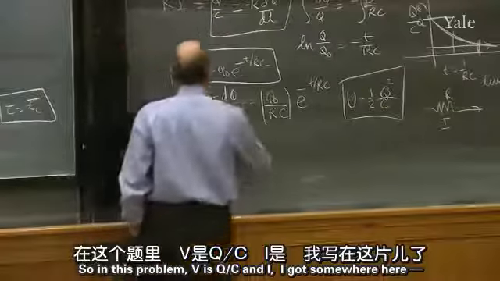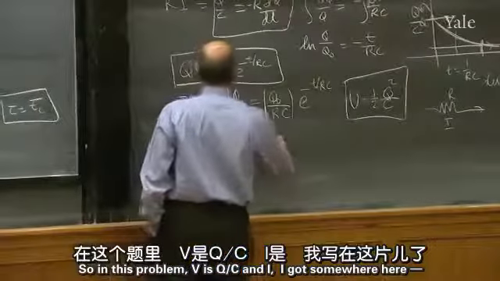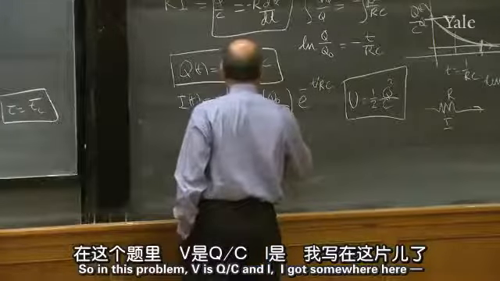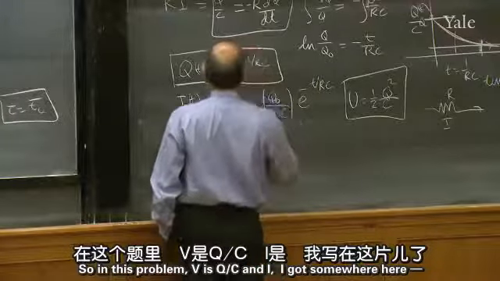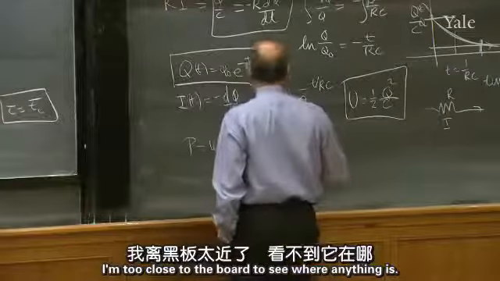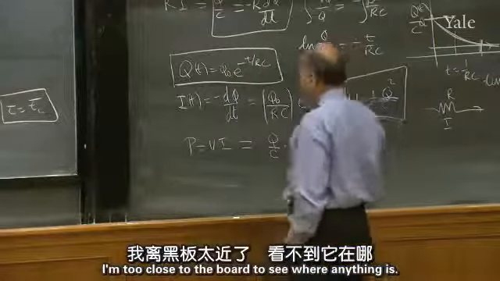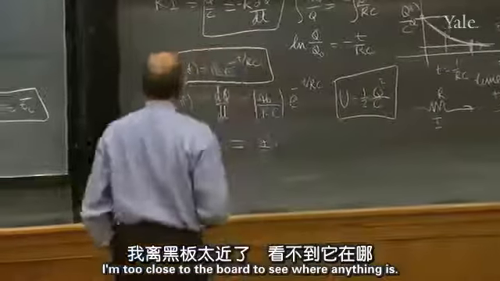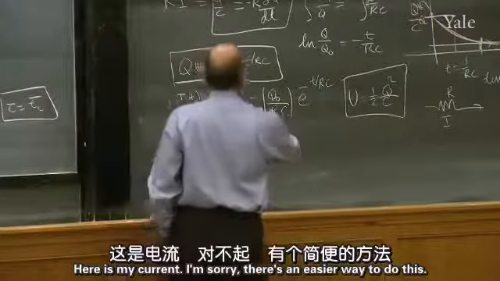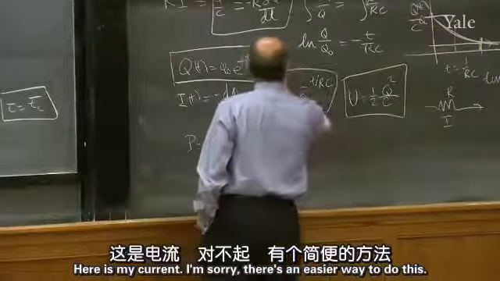So in this problem, V is, let me see, Q over C, and I got somewhere here. Let me see, I'm too close to the board to see where anything is. Okay, I want to first find the current. Here is my current. Oh yeah, I'm sorry, that's an easier way to do this.